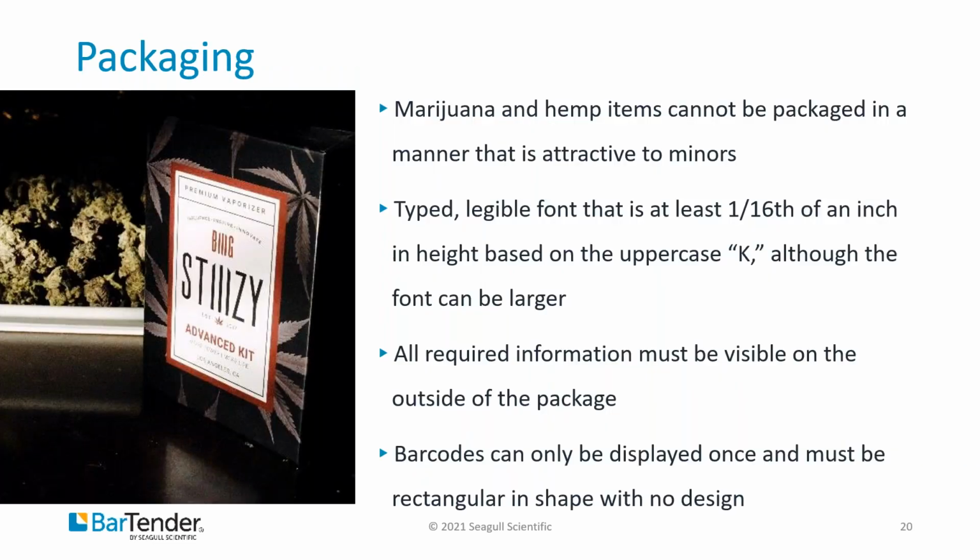So these rules are not standard across all jurisdictions, but they're somewhat consistent. Marijuana and hemp items can't be packaged in a manner that's attractive to minors. There will never be a cannabis equivalent of Joe Camel. No cartoon characters. There are limitations on font size. They have to be a certain size and for legibility. All required information must be visible on the outside of the package. So you're not going to have to open up the package to find out about potency or use dates. Barcodes can only be displayed one time.